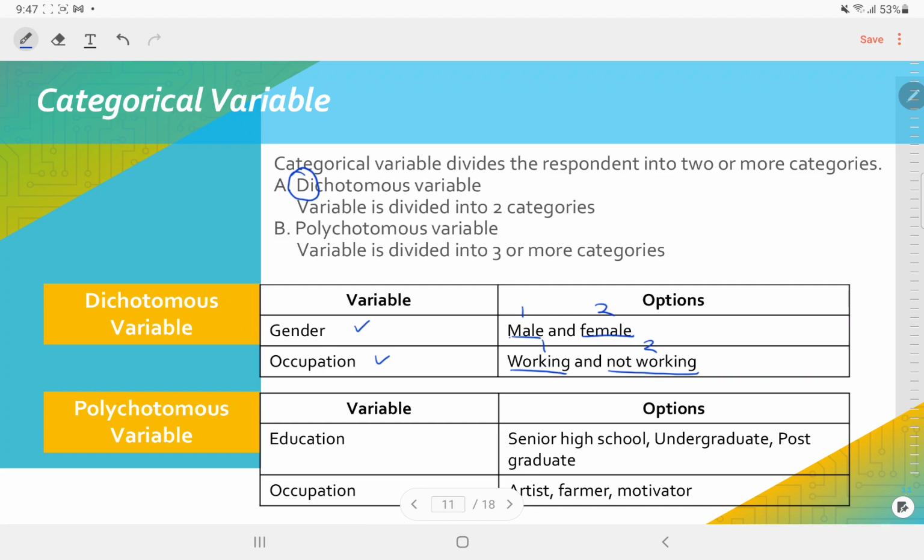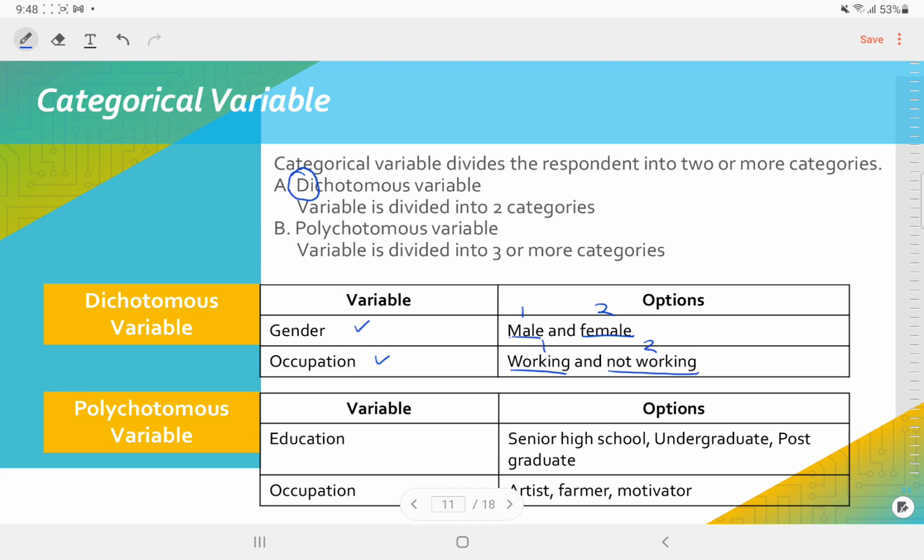Okay? And now, polychotomous means that the variable can be divided into 3 or more categories. It can be 4, 5, and so on. It depends on the research. For example, education. We will have junior high school, undergraduate, postgraduate. And occupations. We can have artists, farmers, motivators, or maybe teachers or lecturers, and so on.